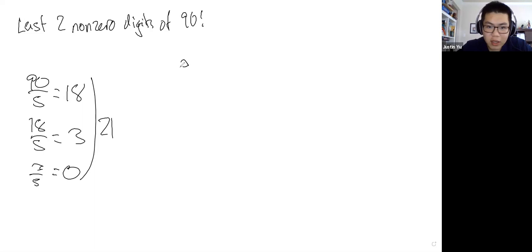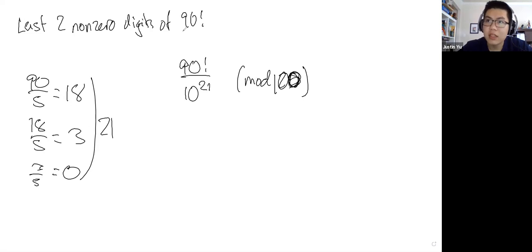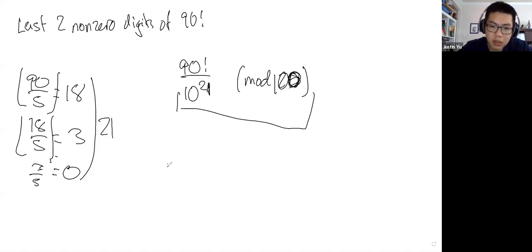So we want to look at 90 factorial over 10 to the 21 mod 25. Or mod 100, I'm sorry. So why does this matter? What we do is, oh yeah, I forgot to put floors here, but all right, what this does is this is 90 factorial, except the last 2 digits are the non-zero ones that we want, as desired. So if we're to evaluate this, we need 2 parts. We need 90 factorial over 10 to the 21 mod 4 and mod 25.